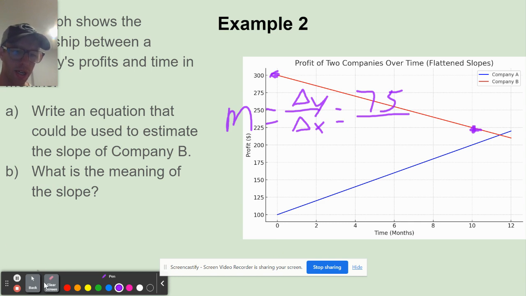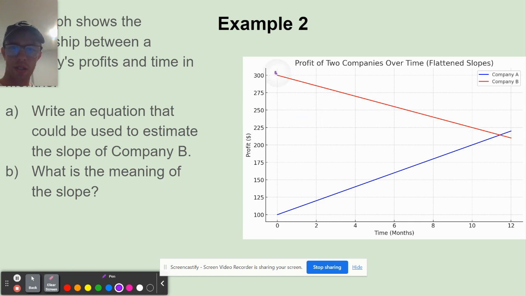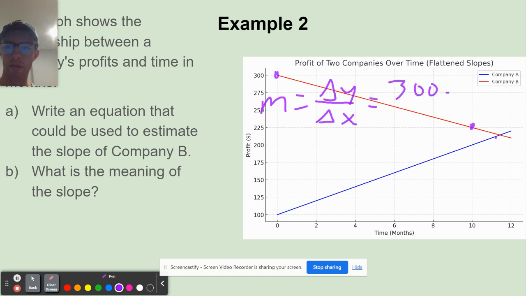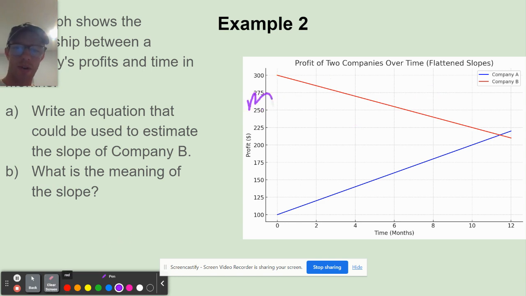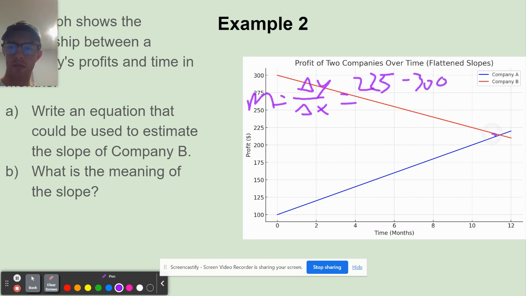Actually, let me show exactly. Whoops. All right, so I'm here and here. Again, slope is change in y over the change in x. I just want to hit this exactly. I'm doing this wrong again. Let's do the change in y over the change in x by doing 225 minus 300, right? This is where we ended. This is where we started. So the change is actually negative 75.